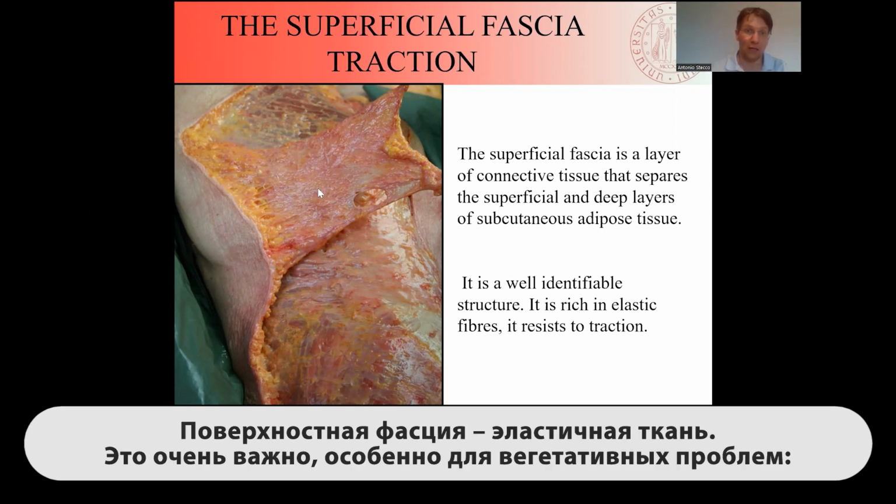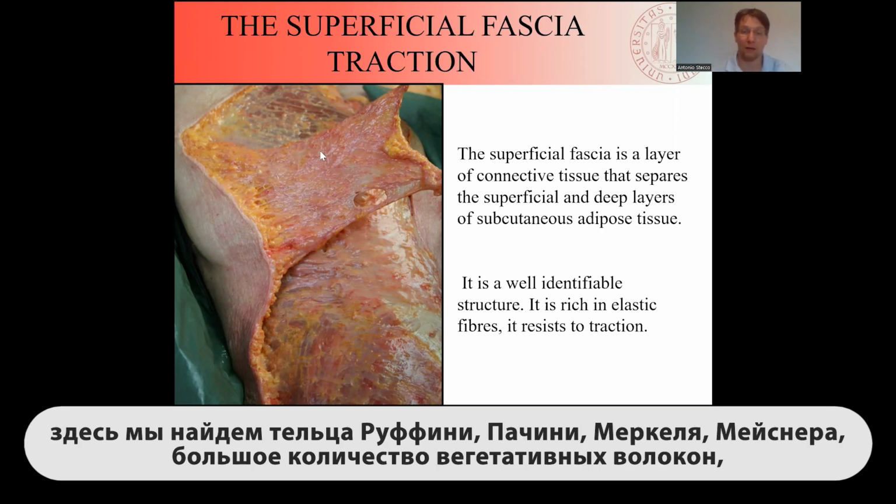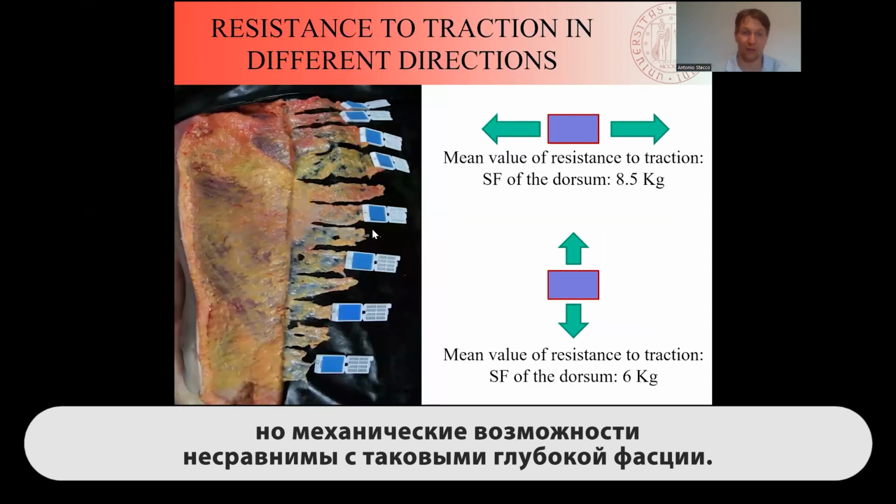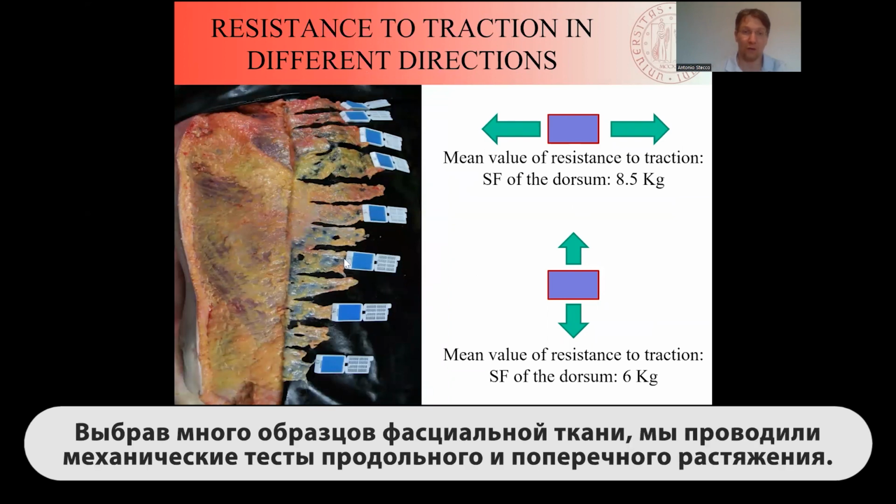Okay. So as you can see, as we take off this tissue, it's quite elastic. The superficial fascia is still an elastic tissue. It will be very important, in particular for autonomic problems, like we have right here, Pacini, Ruffini, Merkel, Meissner corpuscles, receptors, a lot of autonomic nerve fibers. But of course, it's a structure that has a mechanical load capacity not as strong as the deep fascia.